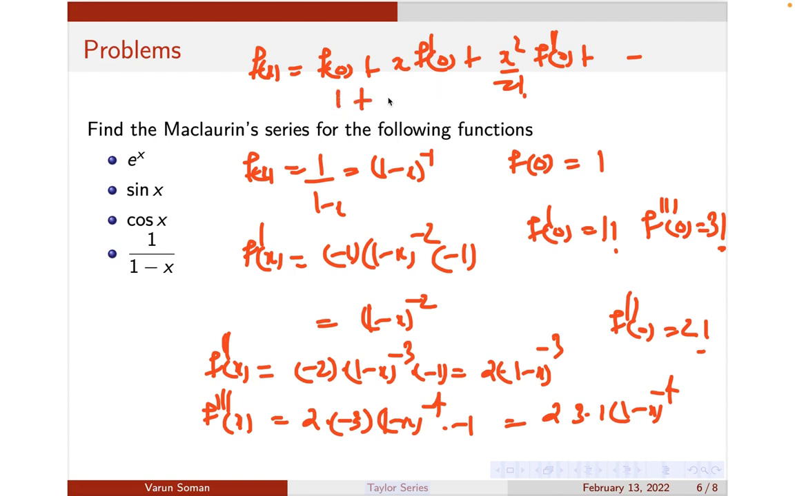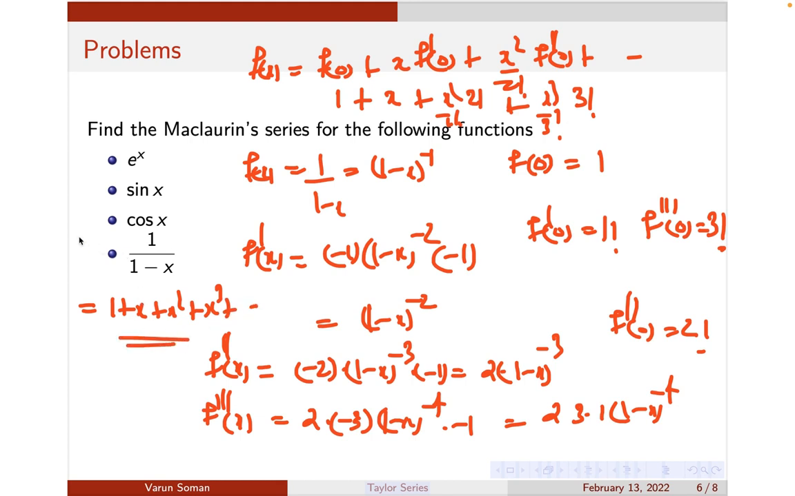plus x into f dash of 0, which is again 1, plus x square by 2 factorial into f double dash of 0, which is again 2 factorial, plus x cube by 3 factorial into f triple dash of 0, which is 3 factorial. So you will be getting it as 1 plus x square plus x cube. So it's a standard expansion. So 1 by 1 minus x is 1 plus x plus x square plus x cube plus etc.